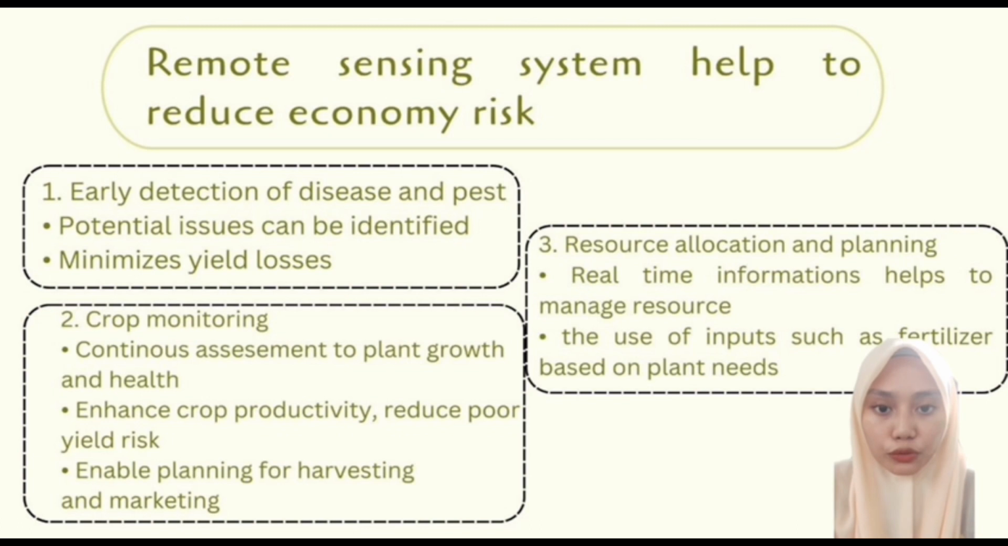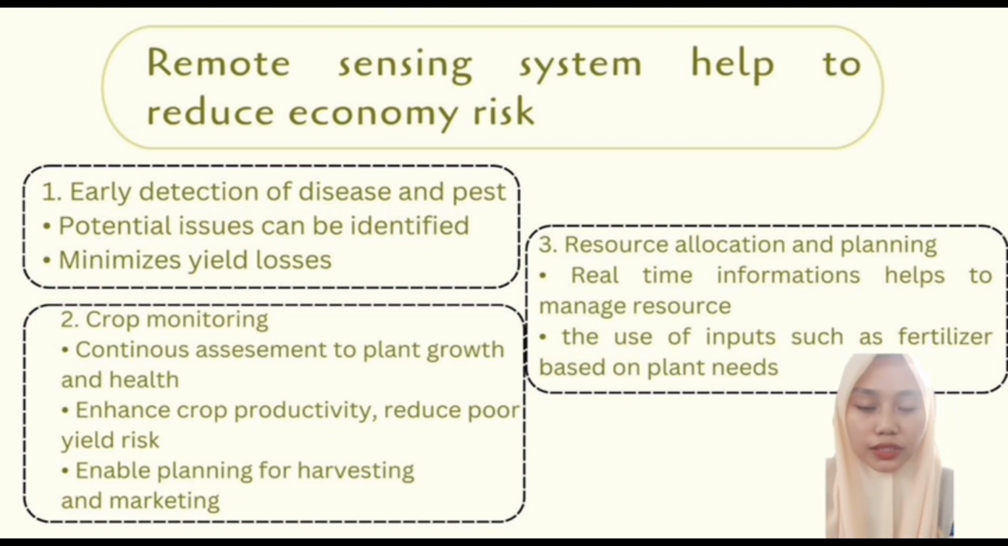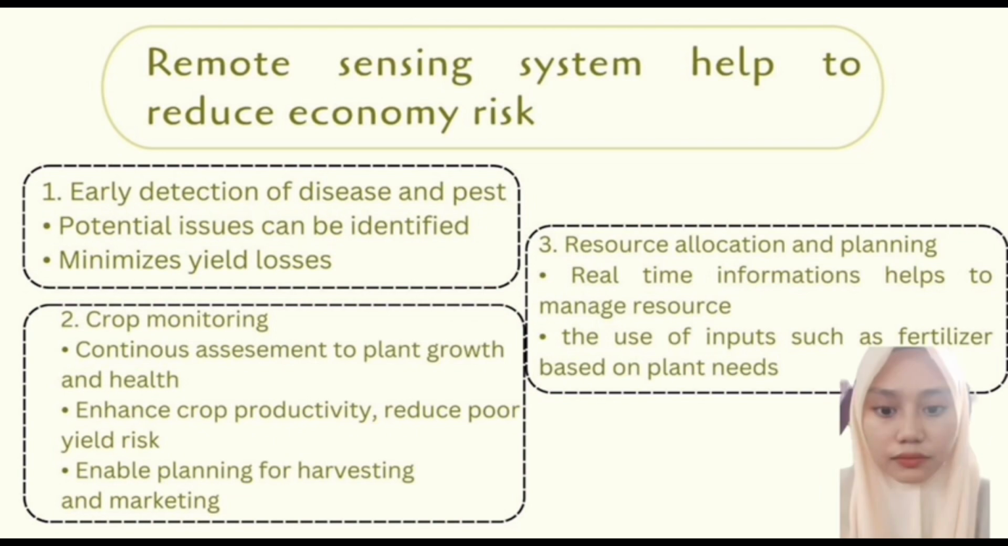Next is the crop monitoring system. Through remote sensing, plant growth and health are assessed continuously. This continuous assessment can enhance the productivity of the crops and can also reduce poor yield. Therefore, the growers can make further planning for their harvesting or their marketing.